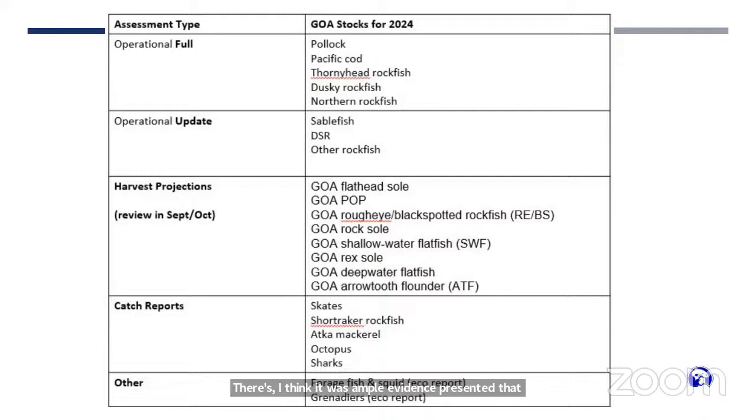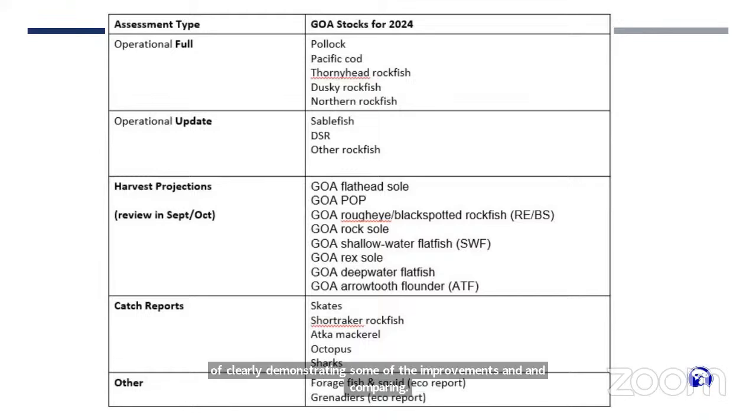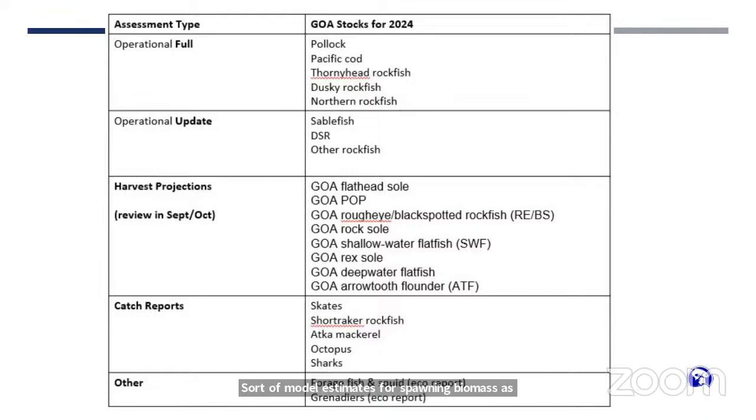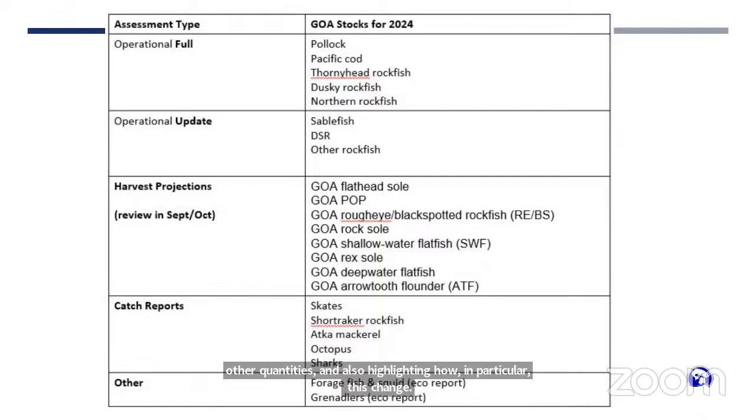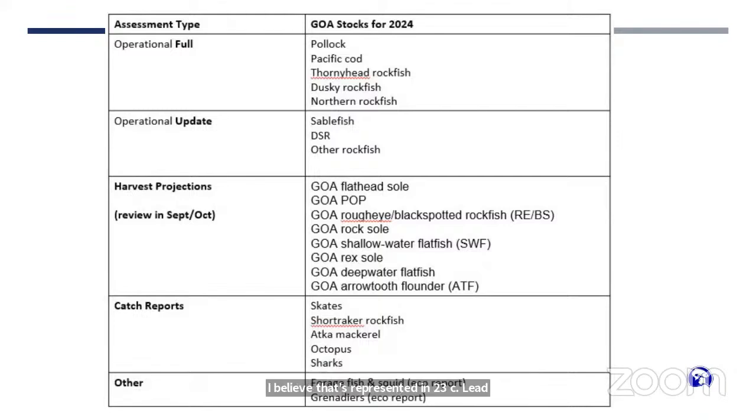And in fact, they have an outsized impact on estimates of recruitment, leading to very low estimates of recruitment in recent years after 2015. Final change being a shift from Francis reweighting of the age compositions to use of a Dirichlet multinomial likelihood. I think the authors did a really good job of clearly demonstrating some of the improvements and comparing model estimates for spawning biomass as well as other quantities, and also highlighting how, in particular, this change, I believe that's represented in 23C, led to better convergence for some key parameters that were difficult to estimate based on trace plots and so on and so forth.